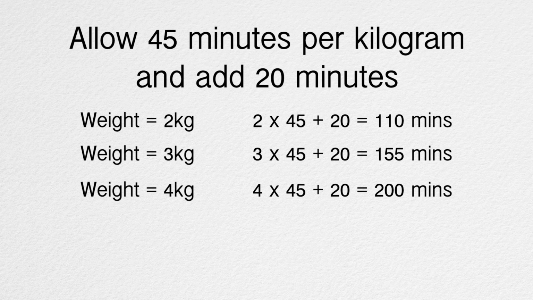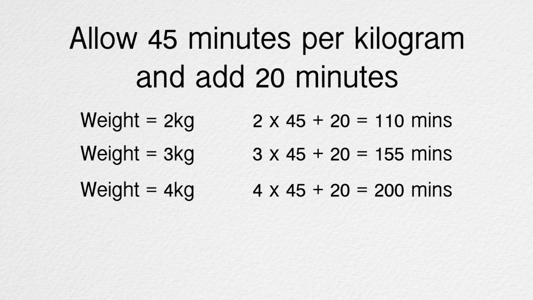So, for cooking a chicken, we have a rule which describes the situation, and this is the weight multiplied by 45 add 20. And from this we can create an expression. In each of these calculations, the one thing that is changing is the weight of the chicken, and we refer to this as the variable.